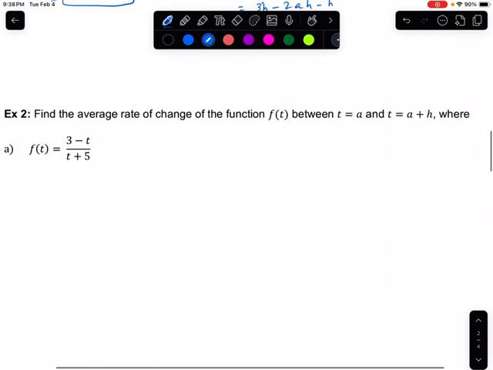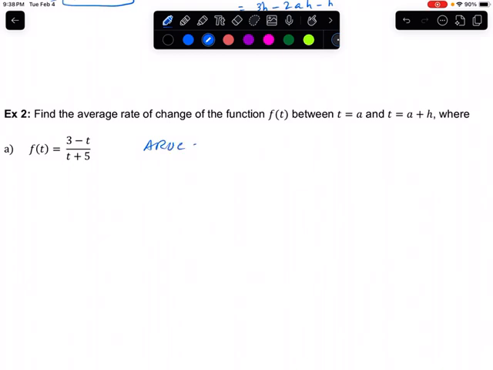So the first one was a polynomial. Now we are saying find the average rate of change of the function f of t between t is equal to a and a plus h, where f of t is equal to (3 minus t) over (t plus 5). So now we have a fraction. So we start the same way.